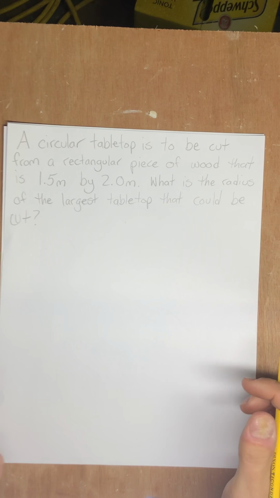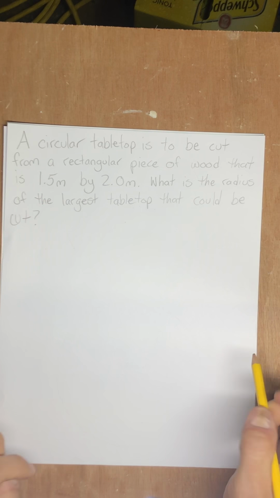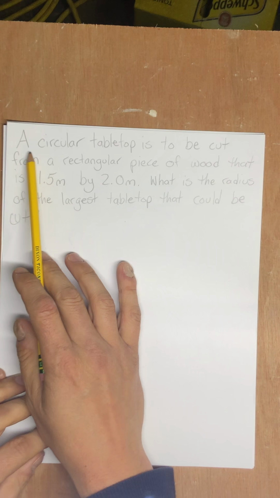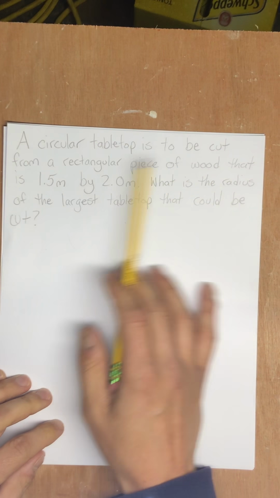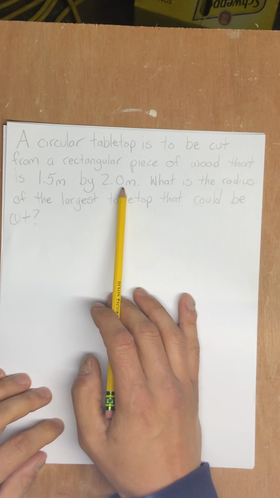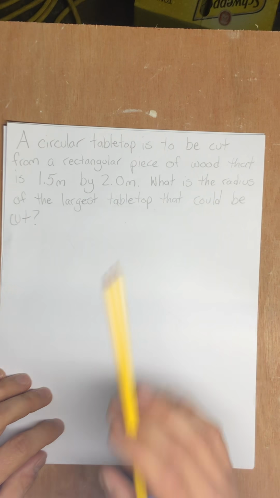just wanted to go over an example here to kind of guide us through how some of our questions might look. So the question we're going to be going over is this. A circular tabletop is to be cut from a rectangular piece of wood that is 1.5 meters by 2 meters. What is the radius of the largest tabletop that could be cut?